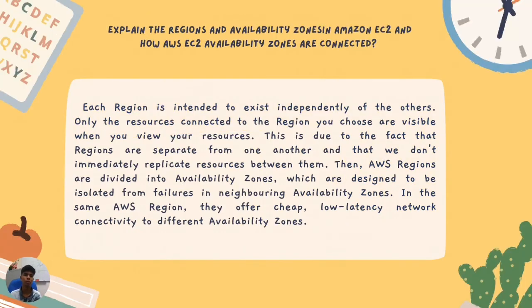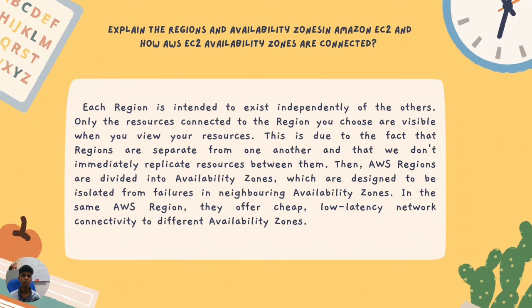Okay, next question. Explain the regions and availability zones in Amazon EC2 and how AWS EC2 availability zones are connected. The answer is each region is intended to exist independently of the others. Only the resources connected to the region you choose are visible when you view your resources.